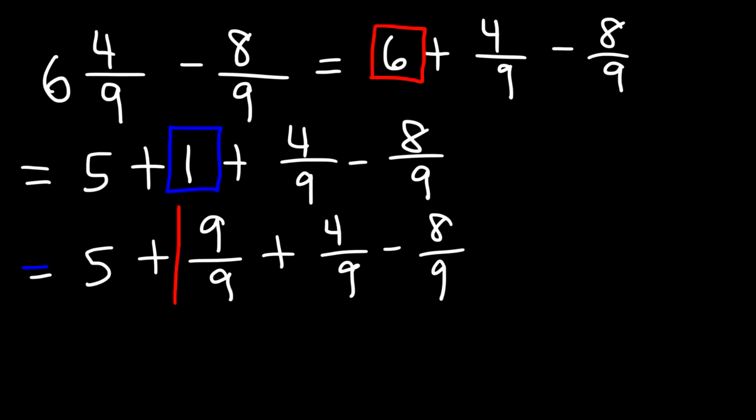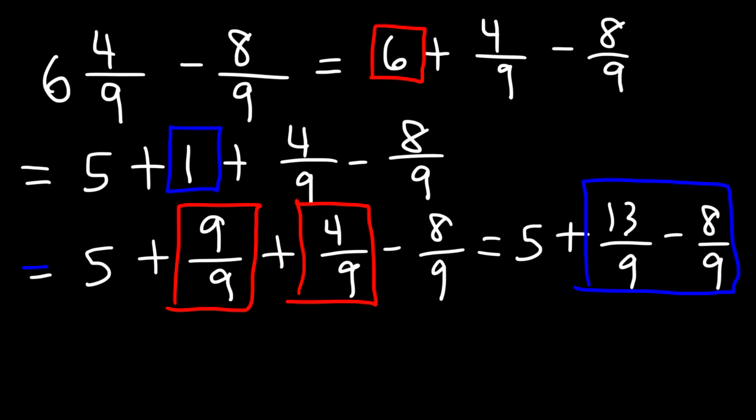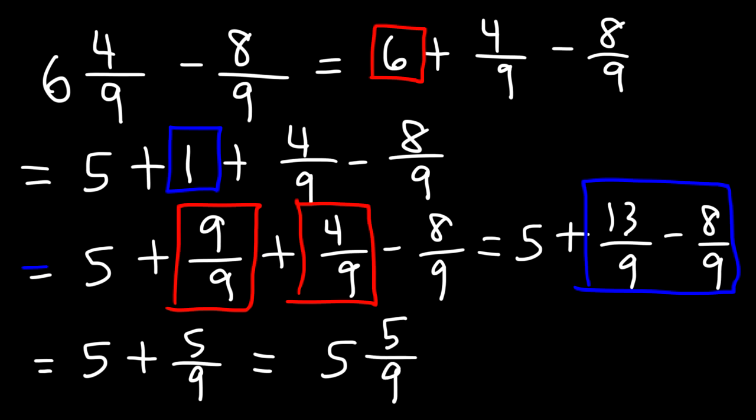So now let's go ahead and add these two fractions. Nine over 9 plus 4/9 is 13/9. So now let's subtract 13/9 by 8/9. Thirteen minus 8 is 5. So we're going to have 5 plus 5/9. Therefore, the final answer is 5 and 5/9. And so that is it for this example.